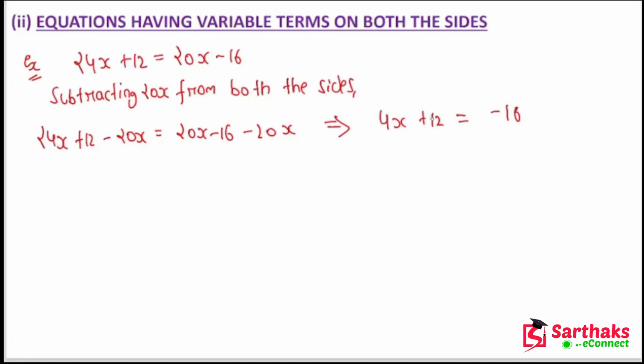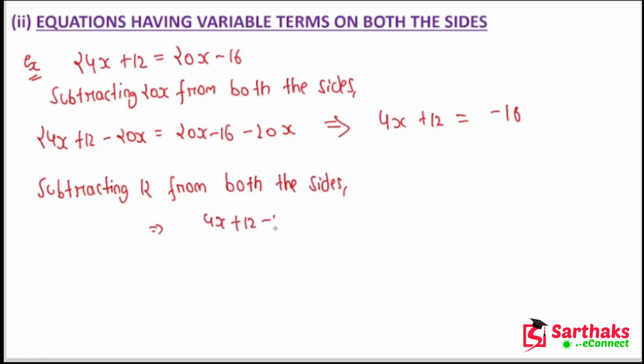We have to remove 12. So what we will do, we will subtract 12 from both the sides. So we will write subtracting 12 from both the sides. So we will get 4x plus 12 minus 12 is equal to minus 16 minus 12. So we have subtracted 12 from both the sides. So the equation we will have will be 4x is equal to minus 28.